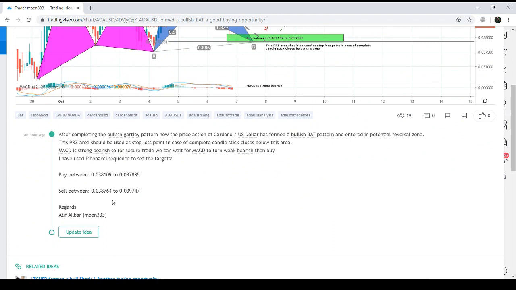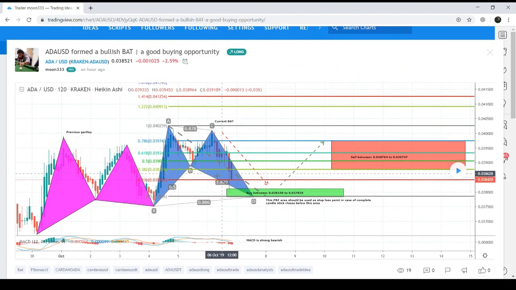So this is another very good long opportunity, and both these trades are very short-term trades. The previous trade was on the 2-hour chart, and this trade is also based on the 2-hour chart. So I think both trades can be finished within 24 to 48 hours.